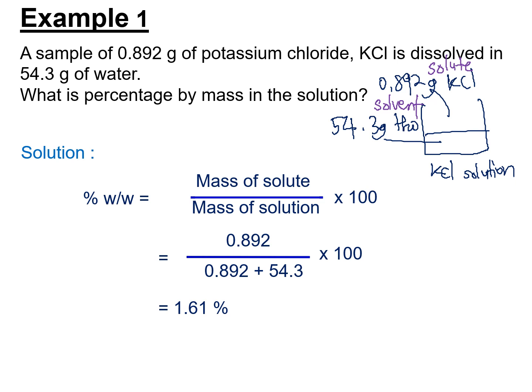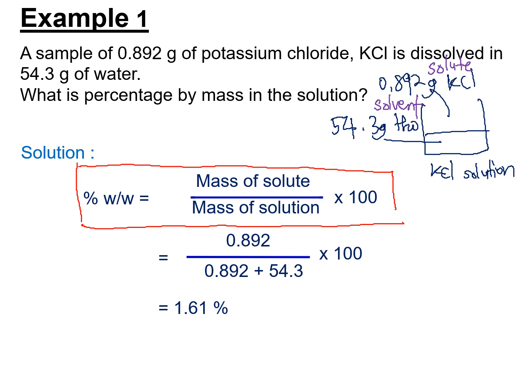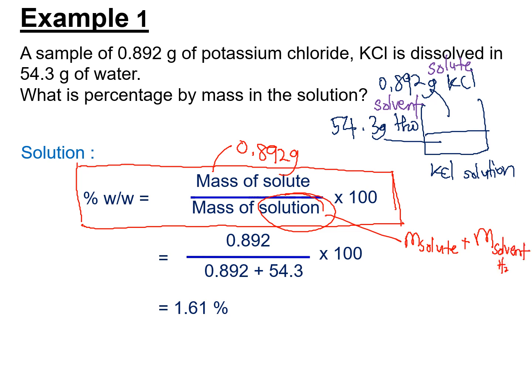Okay, macam biasa, kalau you nak tahu percentage by mass, you kena hafal dia punya formula, which is mass of solute bagikan dengan mass of solution times with 100. Nak tahu mass of solute dah dibagi direct saja, which is 0.892 gram. Mass of solution, okay, this one you kena campurkan mass of solute plus with mass of solvent. Okay, solvent tadi yang kita gunakan adalah air.